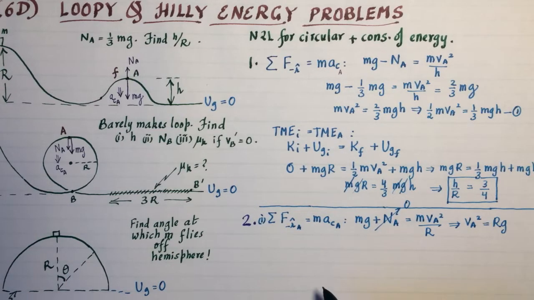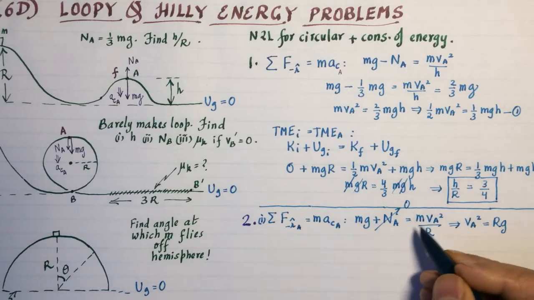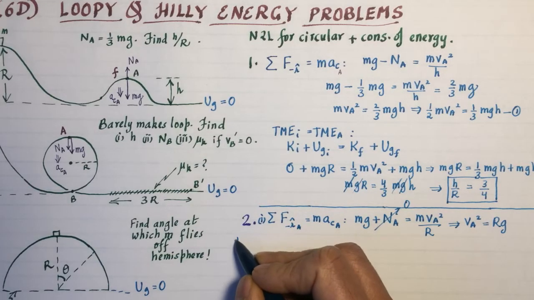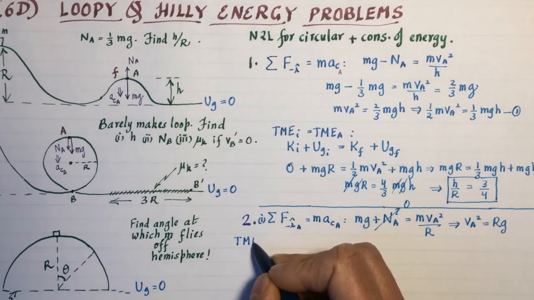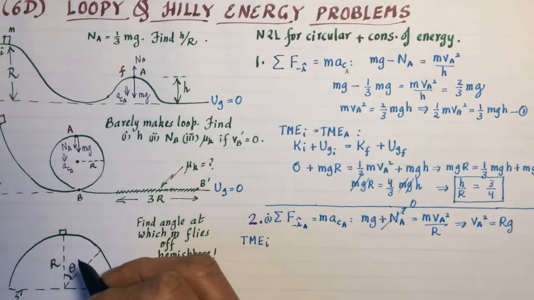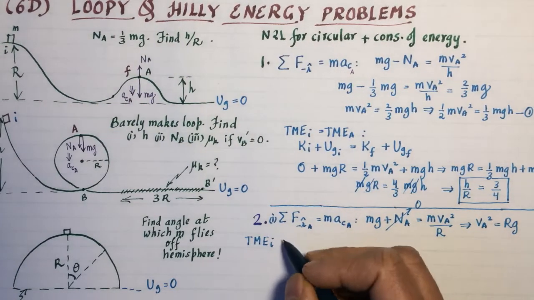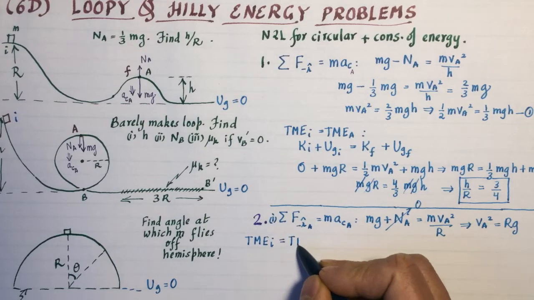Alright. This mass cancelling on both sides is very important. It means that the details of the cycle and the rider don't matter. Our next step is to write the total mechanical energy at the initial point, which is the point of release, is equal to the total mechanical energy at point A.